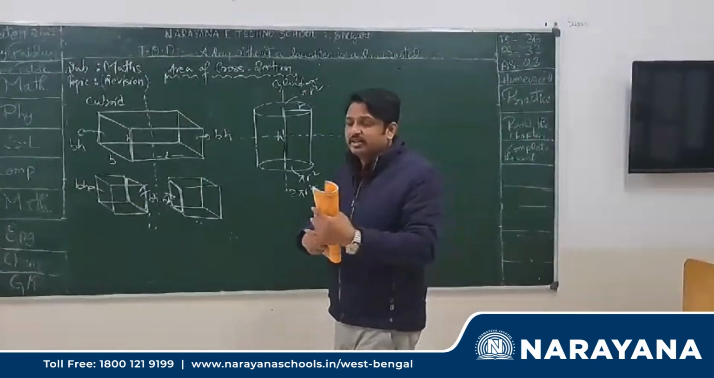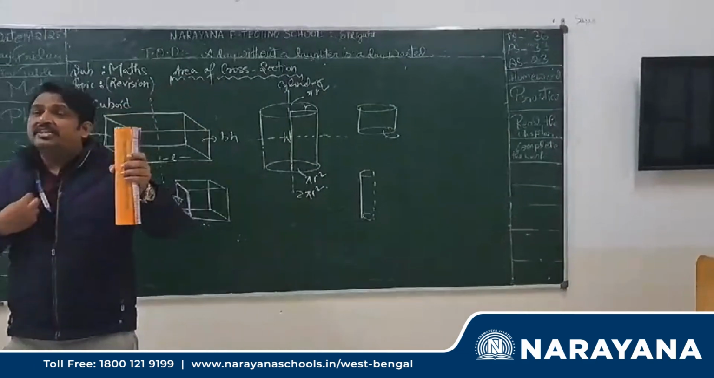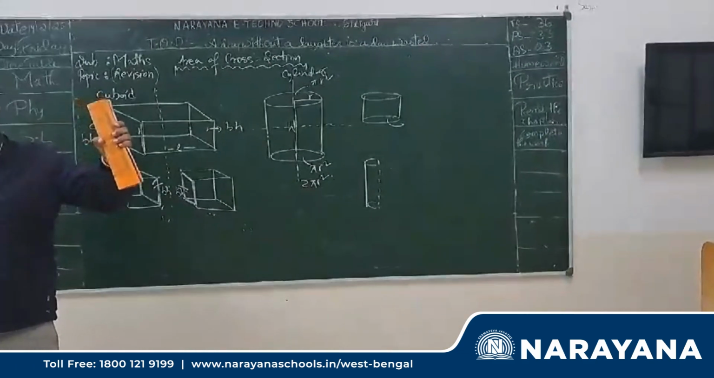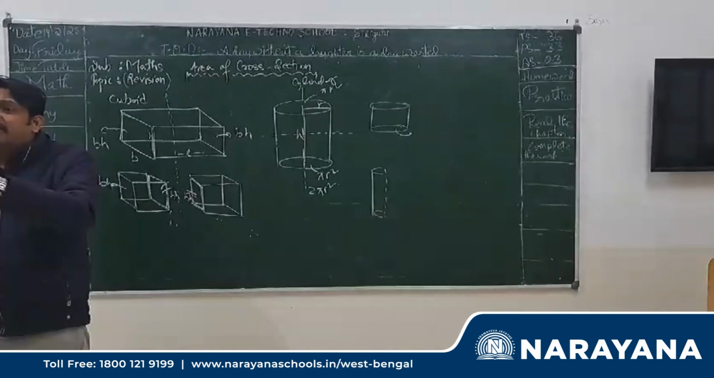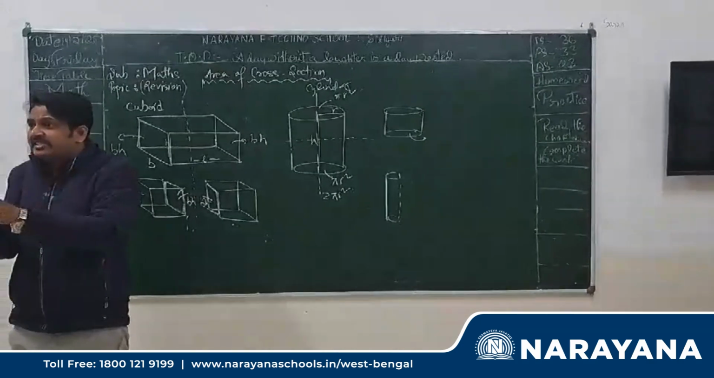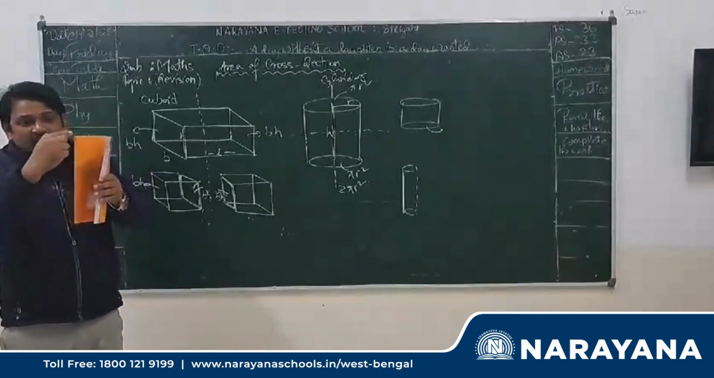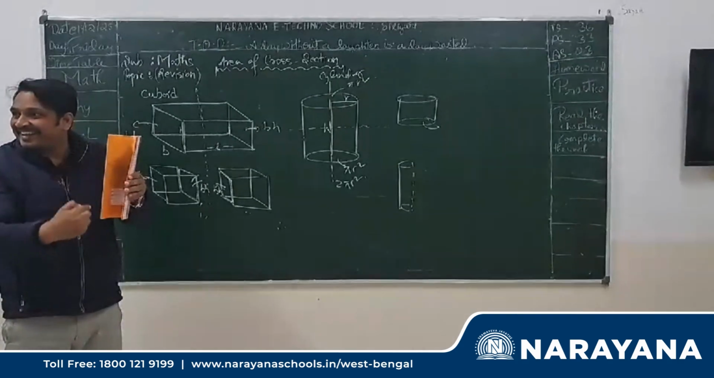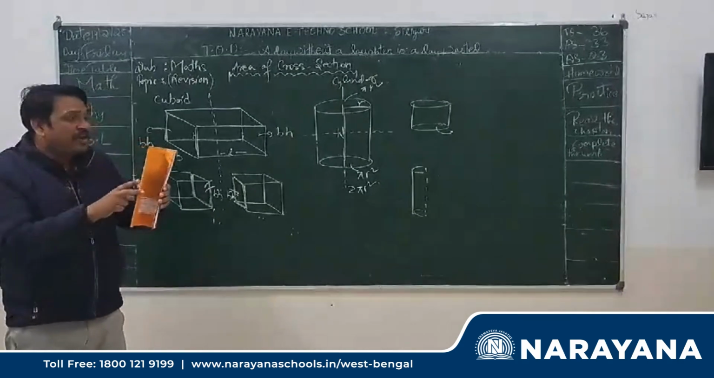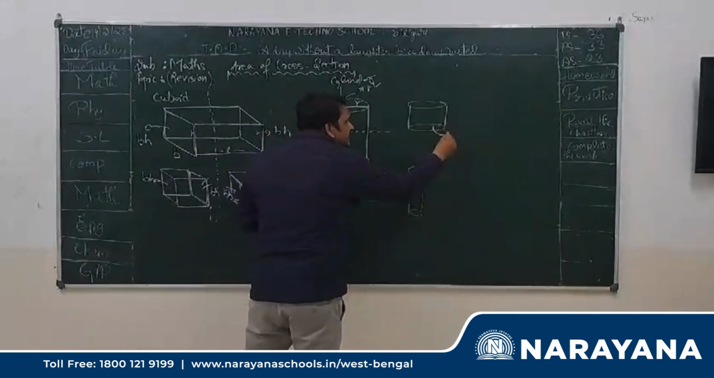Now, this is our cylinder. Clear? This is the shape of a cylinder. Now, if I cut it, it will look like this. Is it correct? Now tell me what shape you are getting here. Rectangle. So if I cut this horizontally, I get the cross section as a circle.